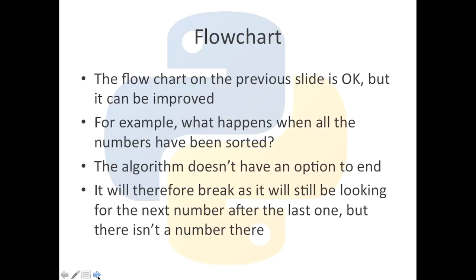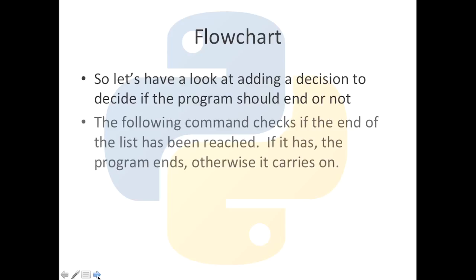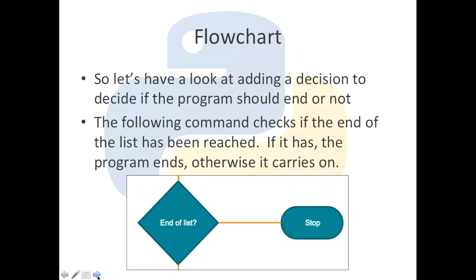As we said, the algorithm will break as it will still be looking for the next number after the last one, but there isn't a number there. So let's have a look at adding a decision to decide if the program should end or not. The following command will check if the end of the list has been reached. If it has, the program ends, otherwise it carries on. So we can see a decision that's asking if it's the end of the list, and if it is, it will come out and stop the program.